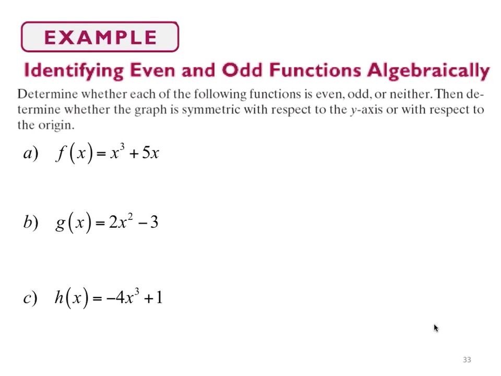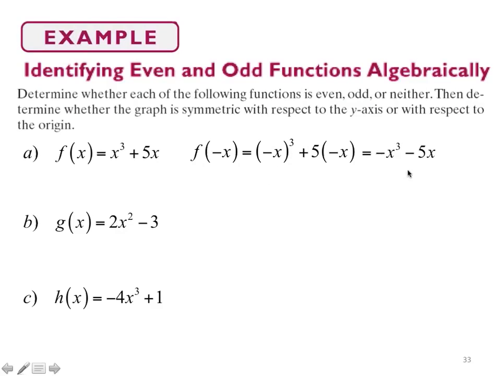Now we can also determine this algebraically. We want to determine if the following functions are even, odd, or neither, and then determine whether that means the graph is symmetric with respect to the y-axis, the origin, or again, neither. So we have f of x equals x cubed plus 5x. The first thing you want to do is take x and replace it with -x. If we do this, we get -x cubed minus 5x.